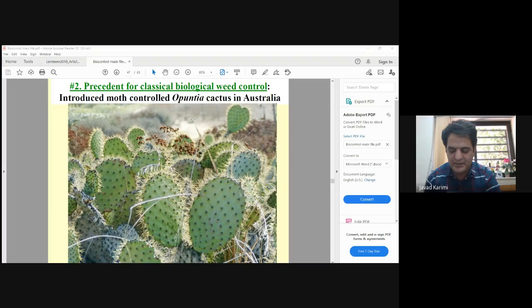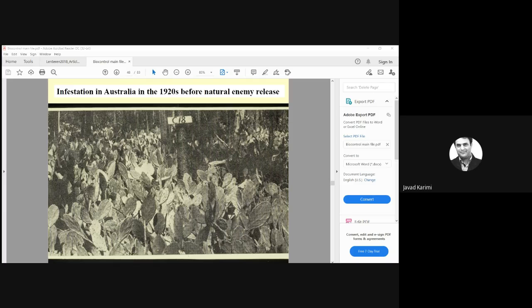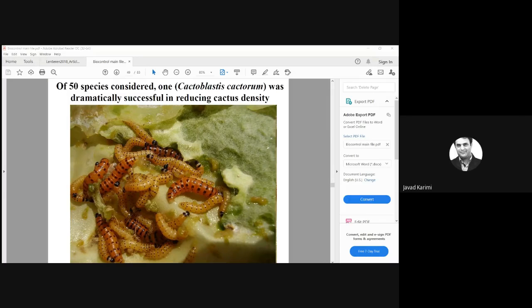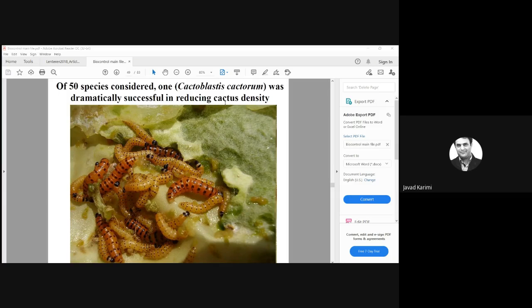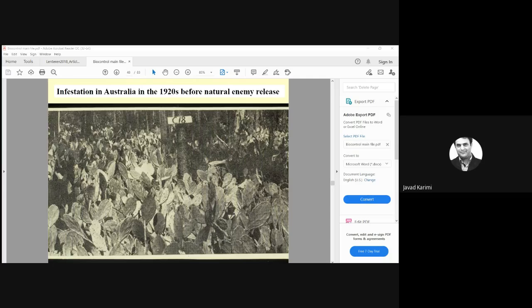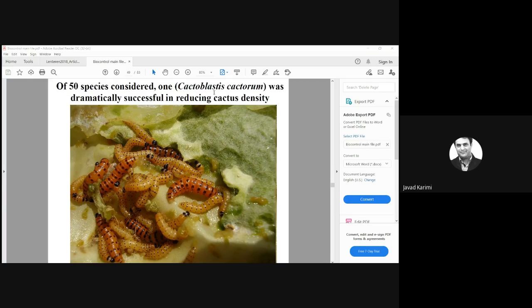a caterpillar, its name was Cactoblastis, invaded this cactus and caused the decline of cactus density in Australia. So this is the Cactoblastis cactorum, the larvae of this caterpillar reduced the cactus density. So it helped Australia to control this cactus, because the people transferred this cactus for use in the home, but suddenly it invaded the environment and occupied a lot of area in Australia. So people introduced this Cactoblastis cactorum from Europe to Australia to control the cactus.